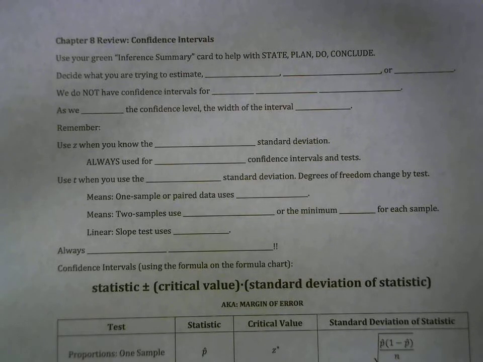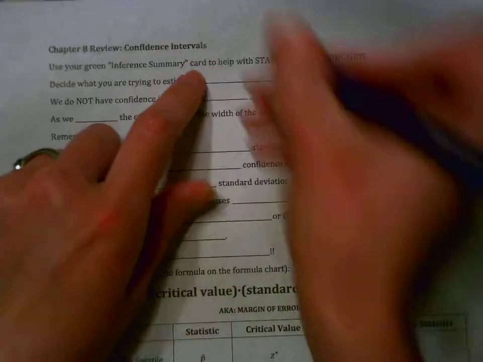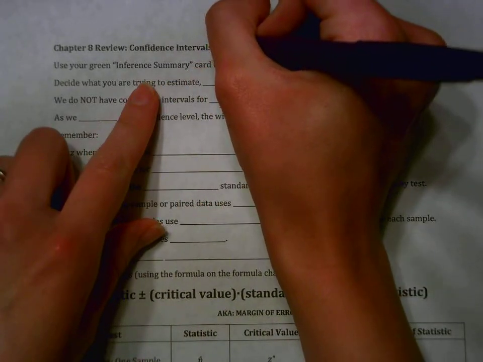Hello everyone. In this video we're going to do a quick review of chapter 8, which is where we first learned about confidence intervals. We're also going to tie in chapter 10, which was when we started doing a two sample, the difference between two values. But a confidence interval is something you use to estimate a parameter.